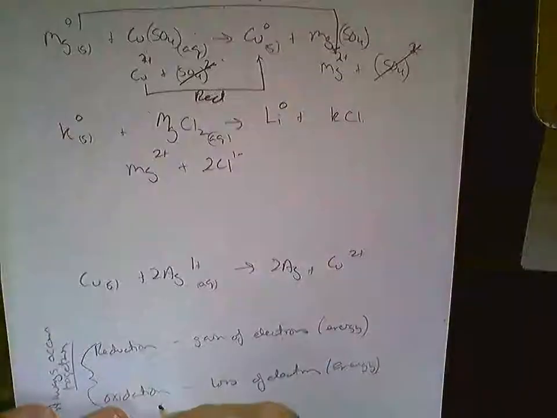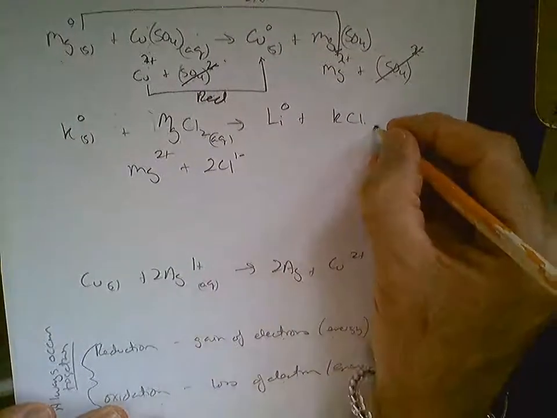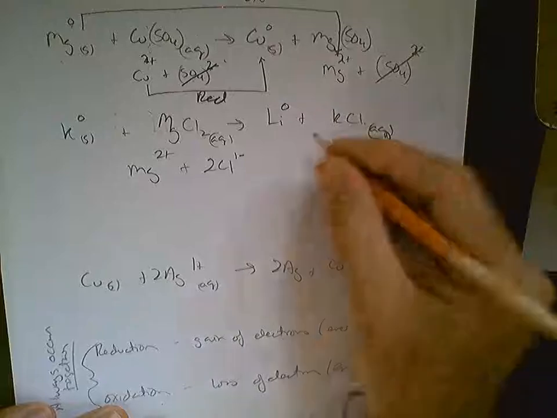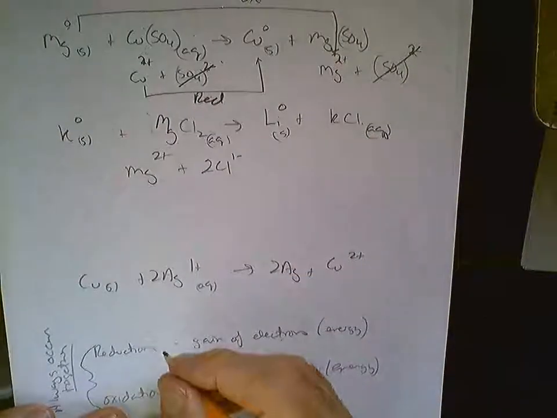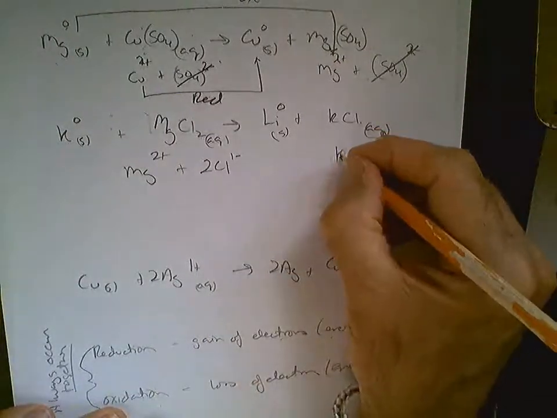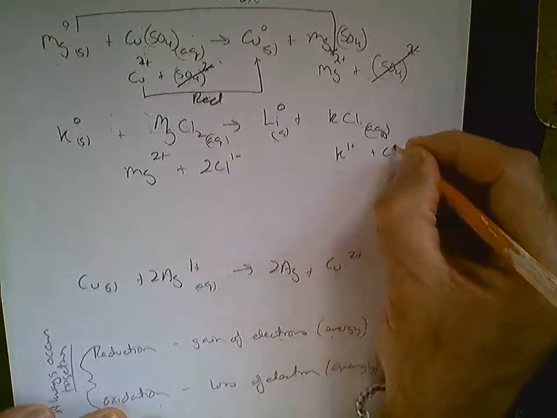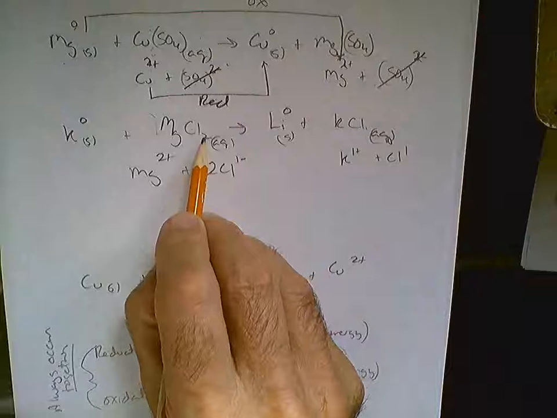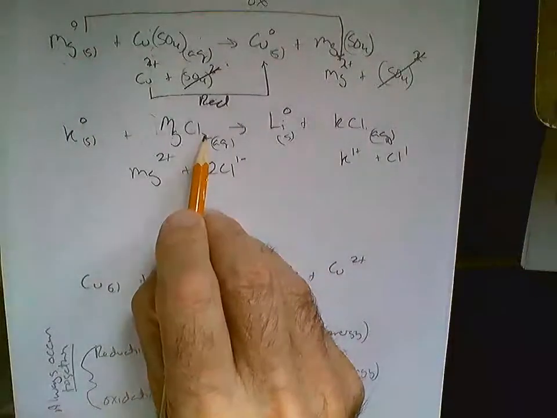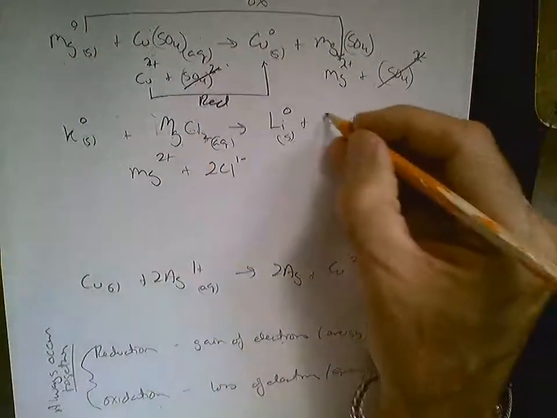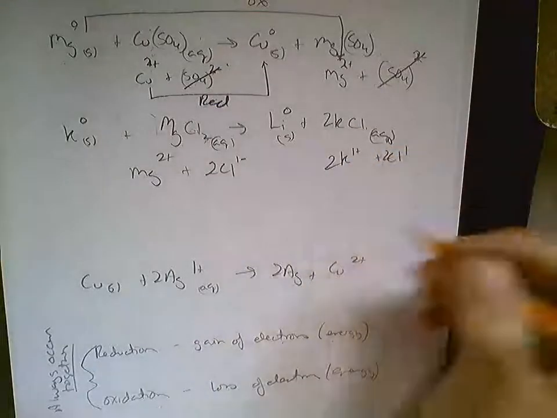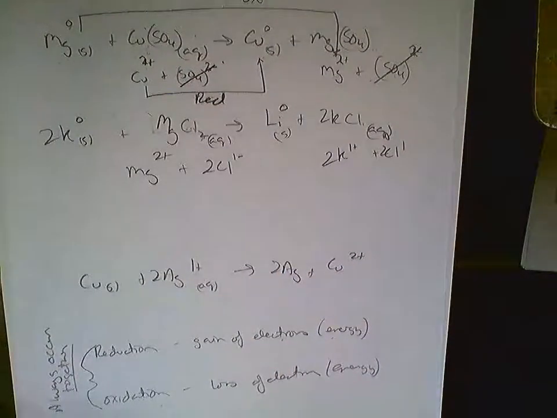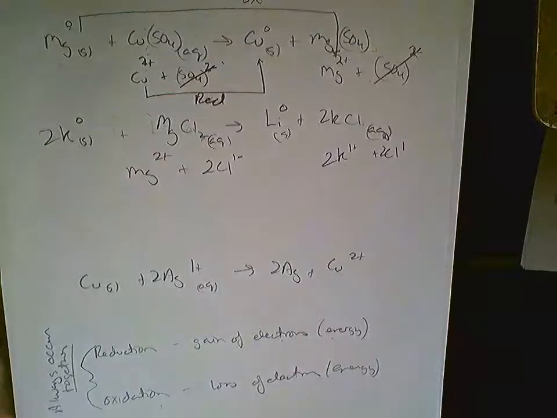Let's go over here. Lithium is 0. If it's a metal and it's on its own, it's always 0. KCl is K1 plus Cl1 negative. Now, what we have to do is we have to balance this, and I'll always give you balanced reactions. Because we have a 2 there, we have a 2 here, and we have a 2 there. I will give you balanced reactions on tests.